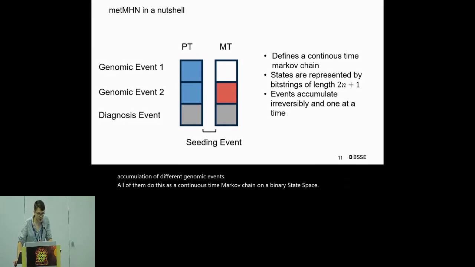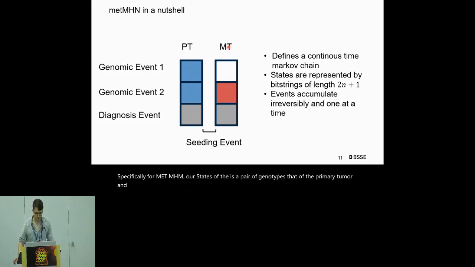Specifically for MET-MHN, our state is a pair of genotypes, that of the primary tumor and its metastasis.